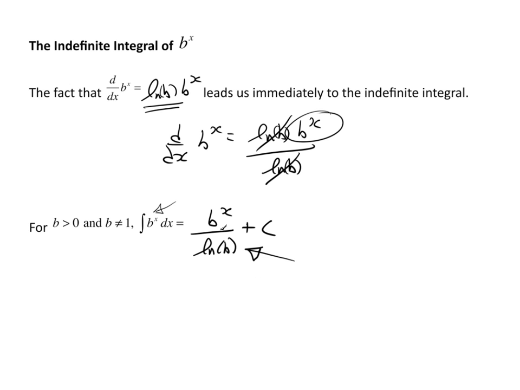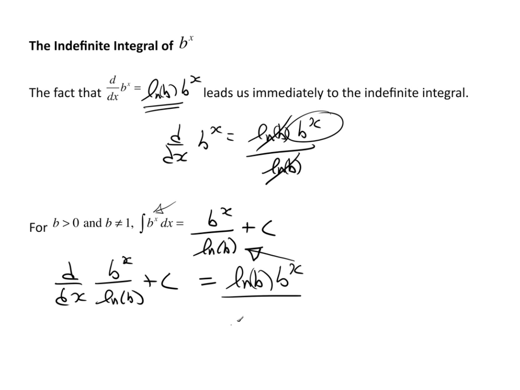So obviously, if I take the first derivative, d/dx of b to the x over ln b plus some constant c, I will get that the derivative of b to the x is, again, ln b times b to the x. And of course, I have ln b in the denominator. Those cancel. And of course, the derivative of c is 0 because it's a constant. So I simply end up with b to the x just like I'm supposed to.